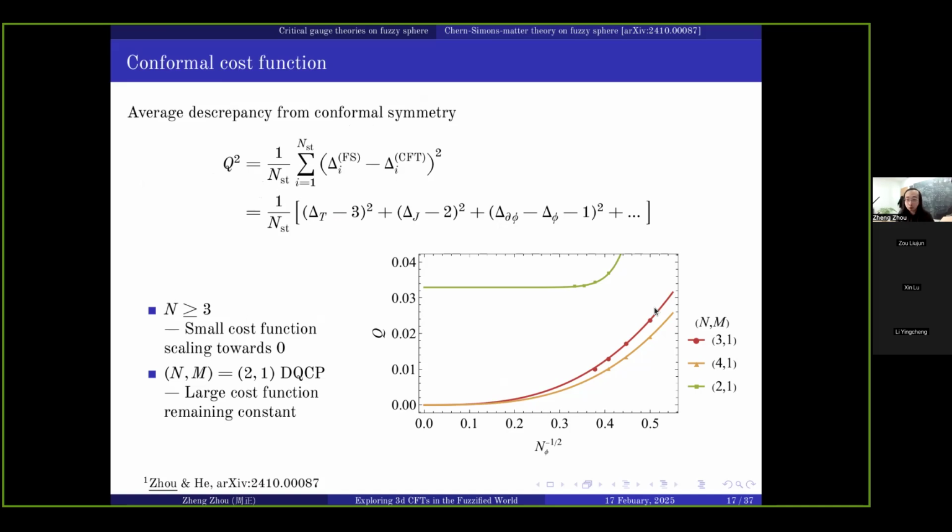So we find that for n larger than 3, there is a very small cost function, and as the system size gets larger, it scales towards 0. Whereas for the SP2 case, the cost function is quite large, and it remains quite constant as we increase the system size. This suggests that the SP2 case, which corresponds to the DQCP, is somewhat strange, somewhat different from the prediction of the conformal field theory.